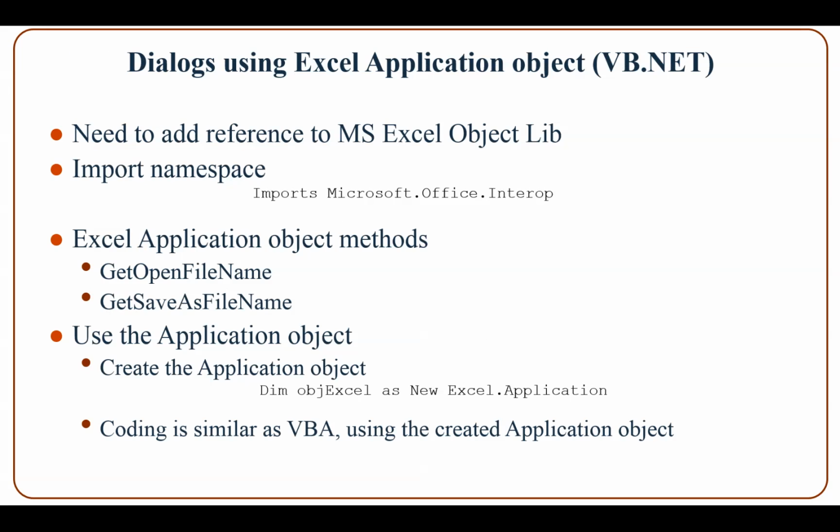If you don't want to use the controls as well as the corresponding classes, the next way is to use the Excel application object methods. The first thing you have to do is add a reference to the Microsoft Excel object library, and on the top of the module you write Imports Microsoft.Office.Interop.